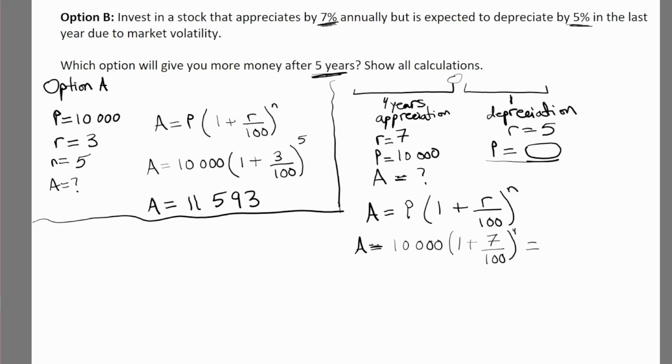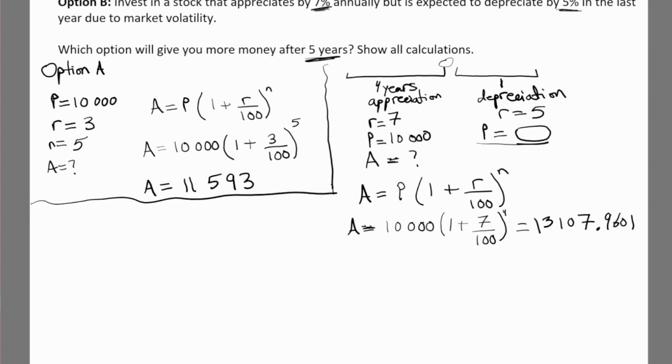Now we're going to go ahead and write those numbers down on our calculator. And we will get 13,107.9601. Since this is not the final answer, you should keep it fully accurate. All right, so again, what is this? This is the amount in your investment account at the end of 4 years.